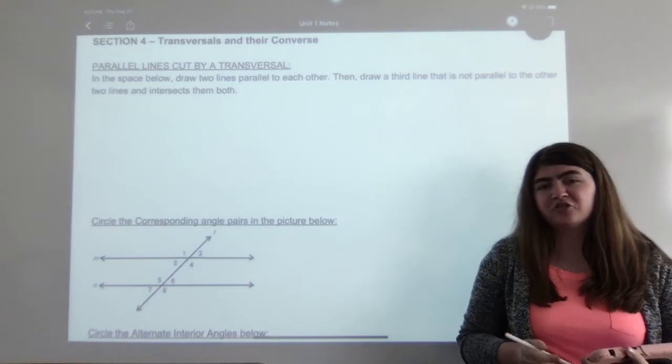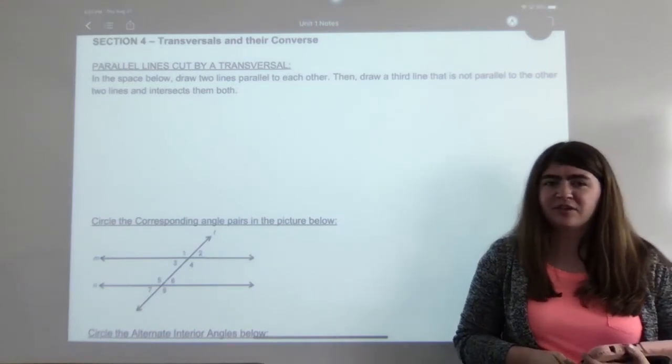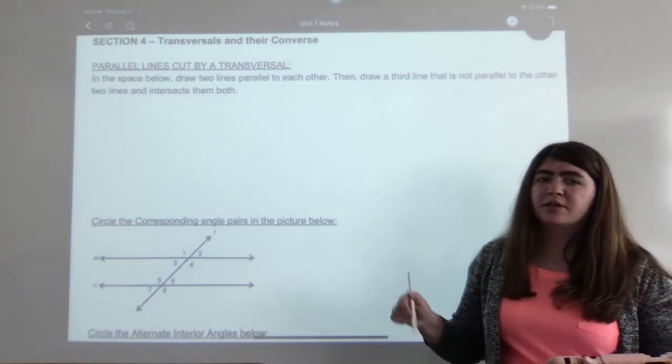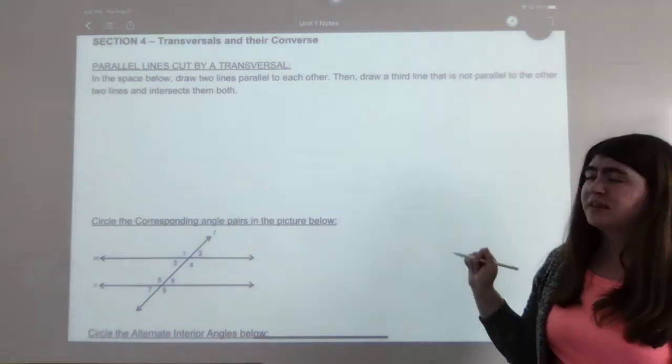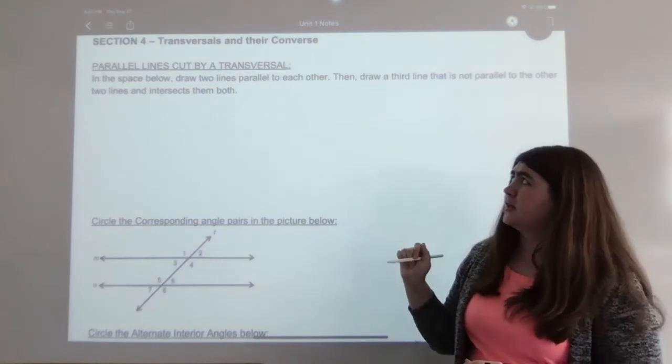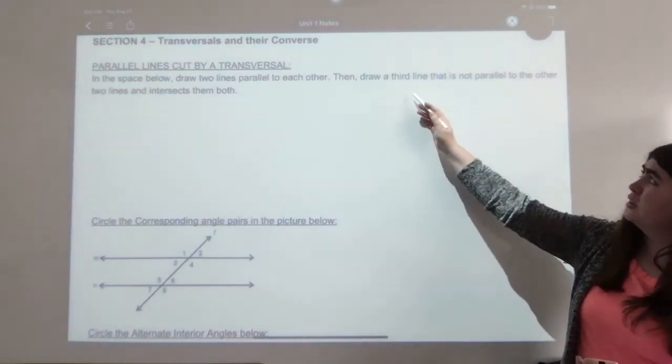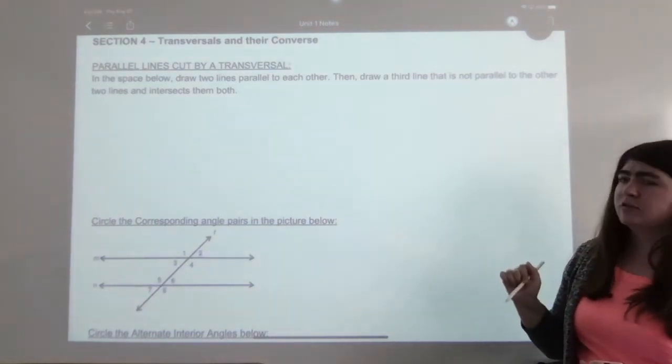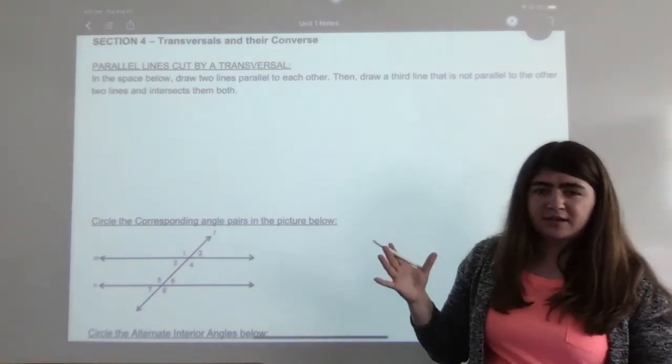Today we are covering transversals and their converses. We're going to go ahead and get started with drawing two parallel lines cut by a transversal. So in the space below, draw two lines parallel to each other, then draw a third line that is not parallel to the other lines and intersects them both.